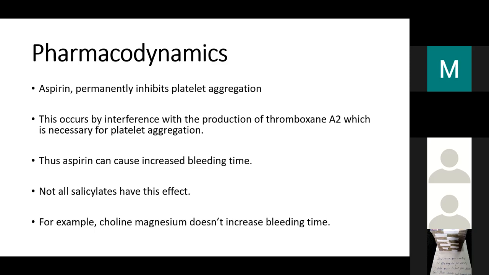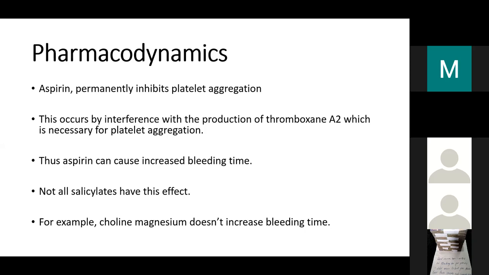Another thing aspirin does is it inhibits platelet aggregation. So if you look at the clotting process, the very first thing that occurs when the blood vessel is cut is a platelet aggregation. So this is also, again, from pathology. And this occurs by inhibition of the production of thromboxane A2, which is necessary for platelet aggregation. So the platelets don't clump together to facilitate the blood clotting mechanism.